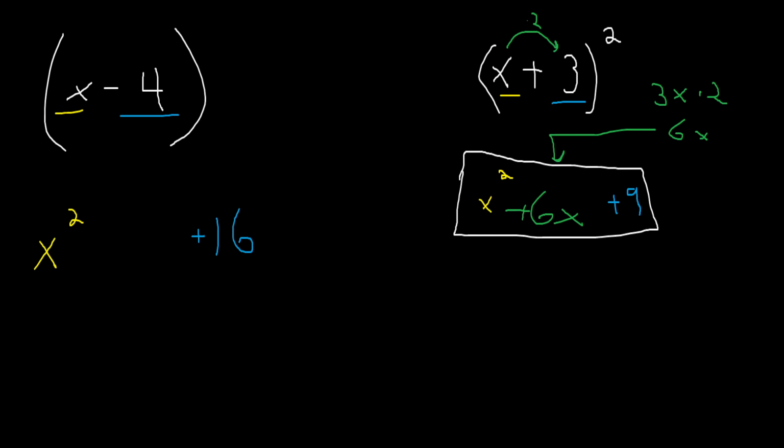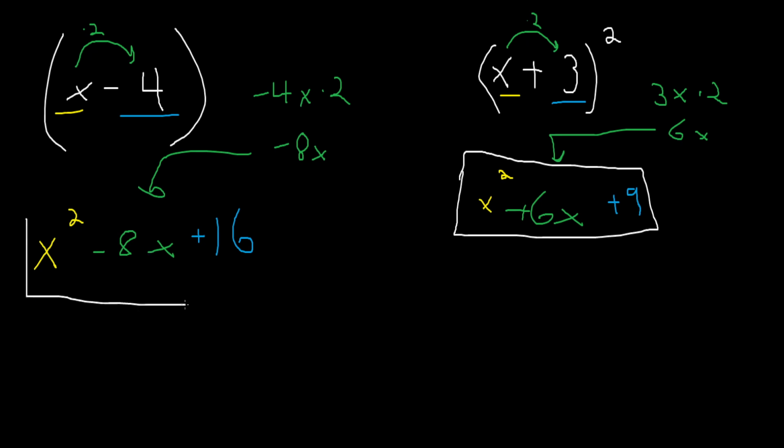Then we multiply here. So it's x times negative 4 times 2. x times negative 4 is going to be negative 4x, times 2. That's going to be negative 8x. And so we put that in there, so we have minus 8x. And there we go. That is indeed the correct answer. Oh, I forgot to put the square up there.